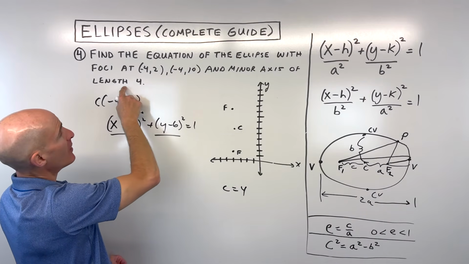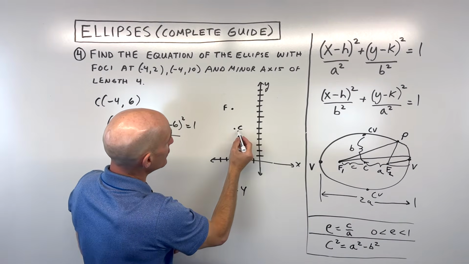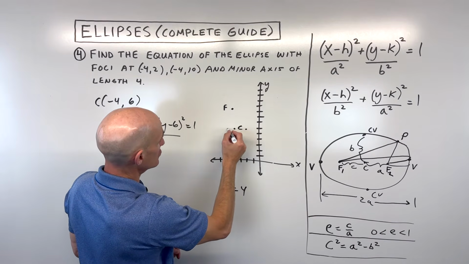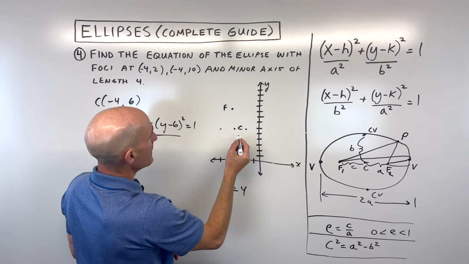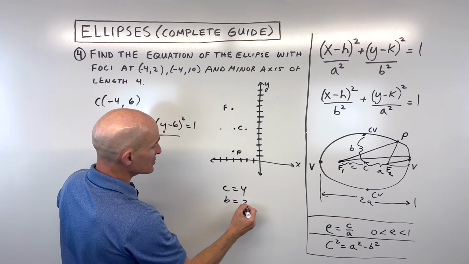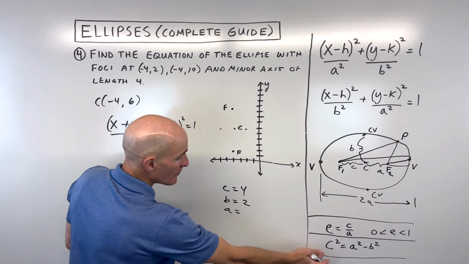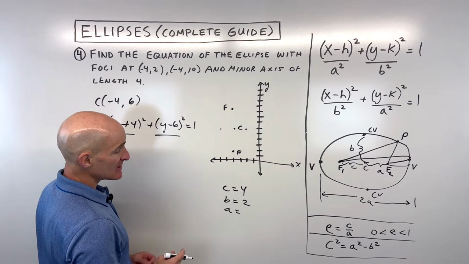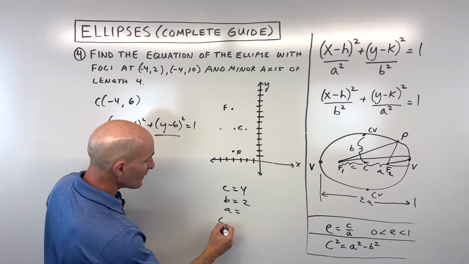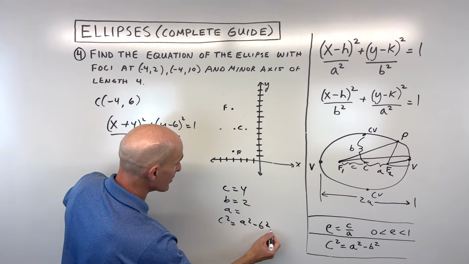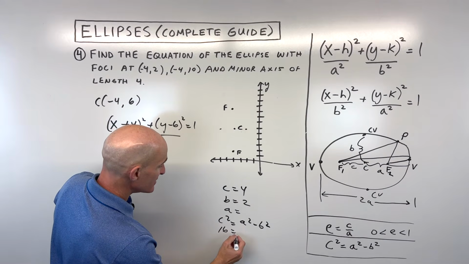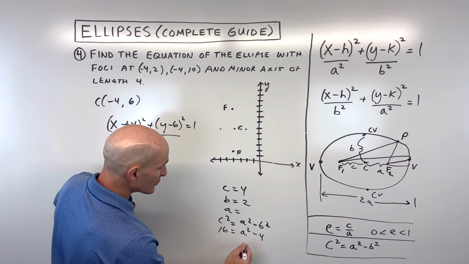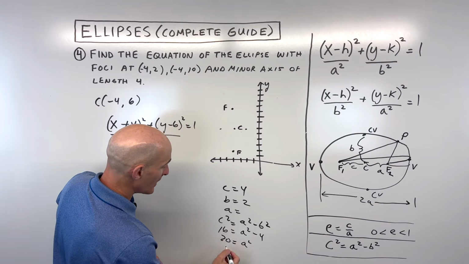The distance from the center to the co-vertices, that's our b value. And because our minor axis has a length of 4, I could go from the center right 2, which is right about here, and left 2, which is right about here. And so that tells us that b is equal to 2. We just need to figure out what a is. And remember, this equation, c squared equals a squared minus b squared, relates the a, b, and c values together. So c squared, 4 squared, is 16. a squared we don't know. b squared, 2 squared, is 4.